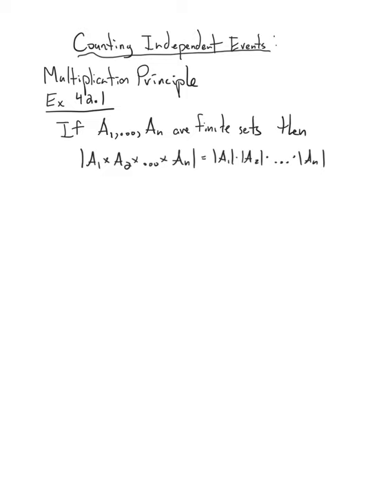So the big principle for this is, let's say we have n different sets. We'll call them A1 all the way to An. If we want to count how many elements are in the Cartesian product of all these sets together, all we need to do is determine how many elements are in each set and multiply that together. So that's going to be the principle that we're going to use throughout these next few examples. Let me give you an example of what I'm talking about.